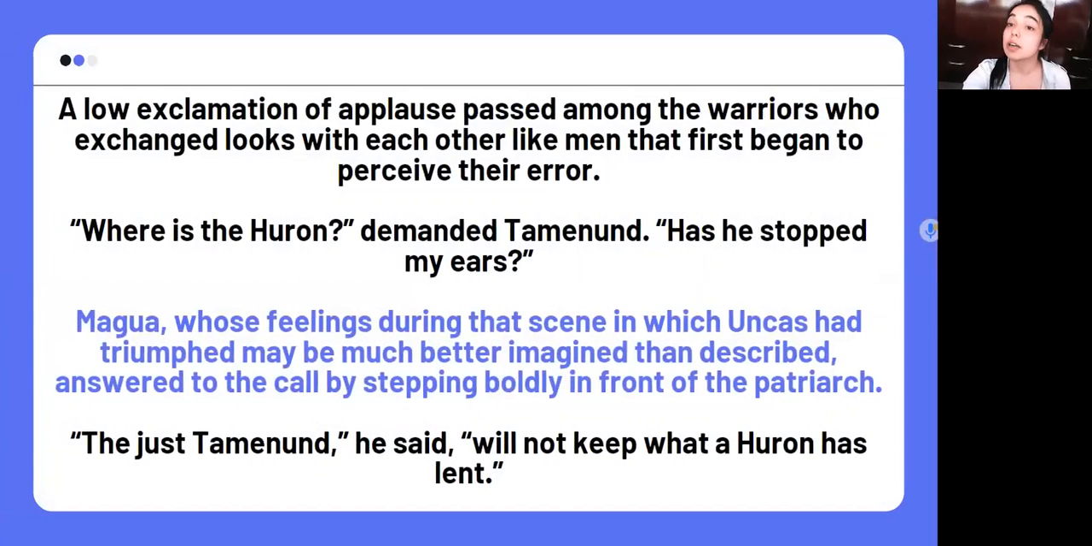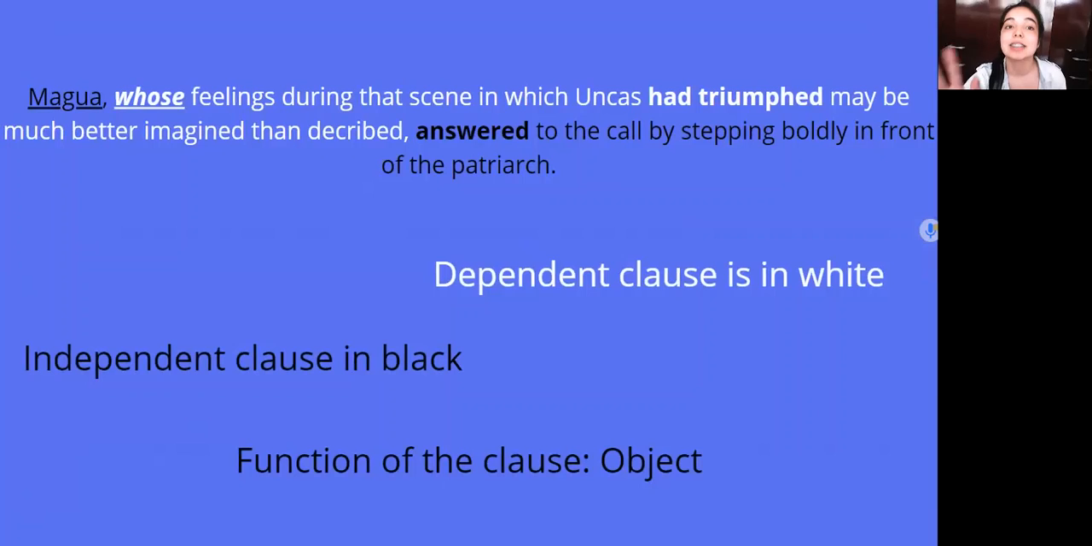And also another paragraph, another sentence. Here we have our independent clause in black and dependent clause in white. Okay, so subject: Mawa is our subject in the independent clause. Answered is our verb. Beautiful. Dependent clause: whose, our subordinator, is also our subject again.